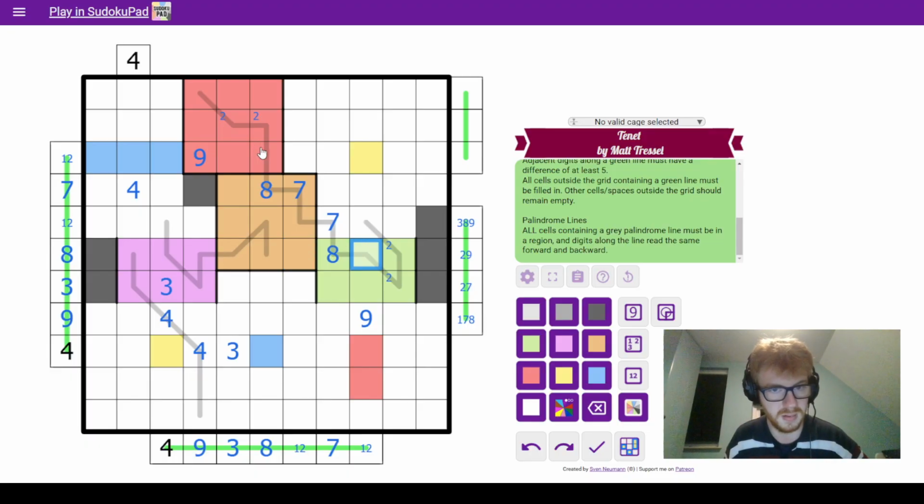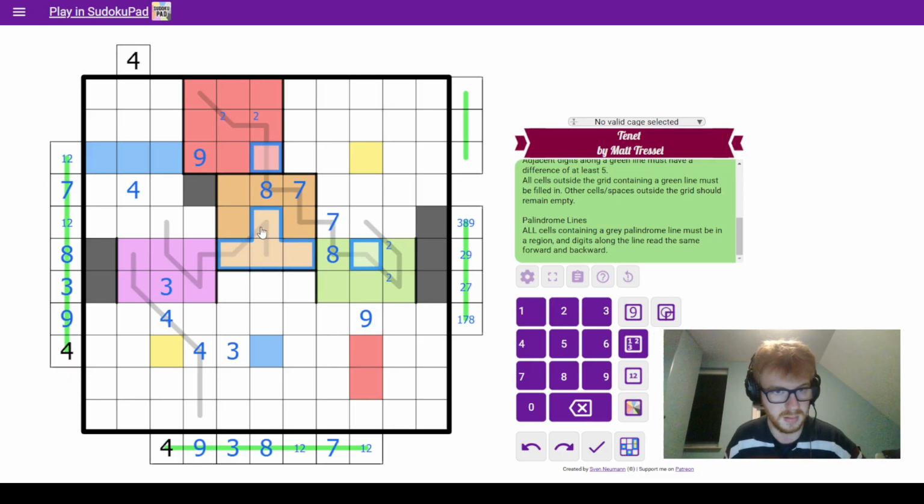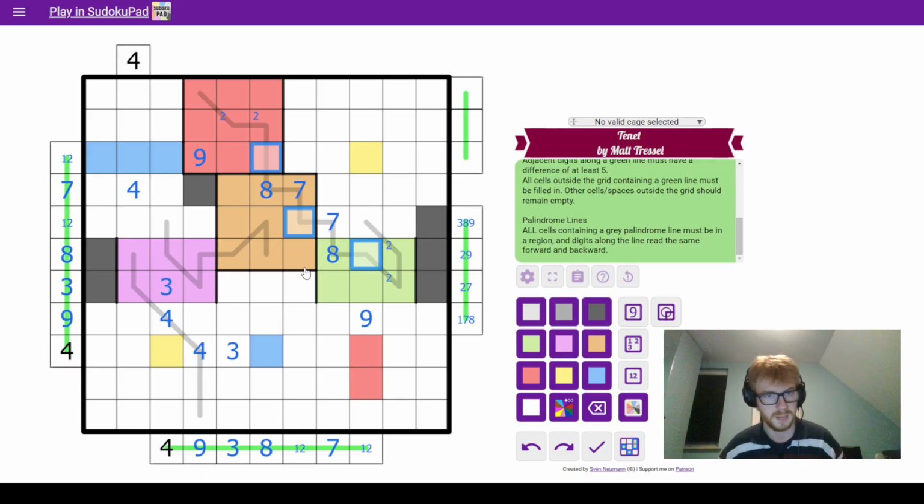If the 3 is here, it would block out a lot of cells. It would force a 3 there as well. That 3 would be strong, but I just cannot, because this could be a 3. Then 3 would have to go here, here, or there, or there.